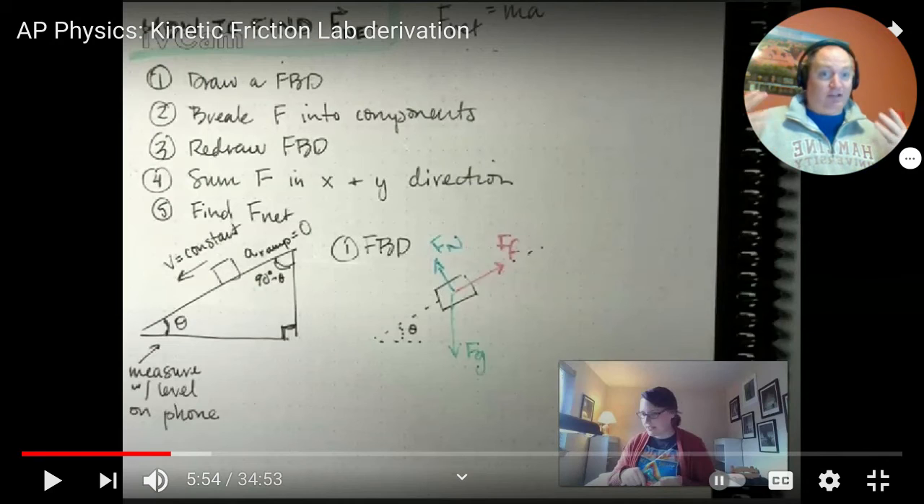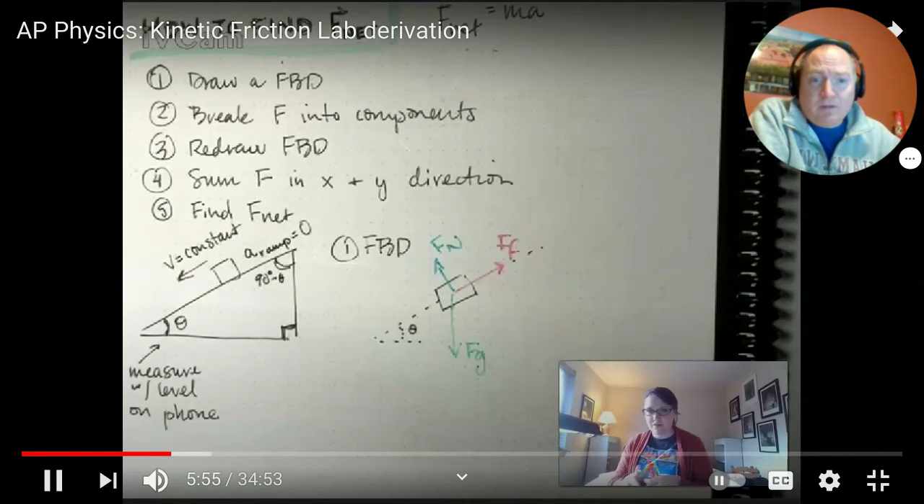I have frankly been assuming this entire video that her X is going to be like this and her Y is going to be like that. But it's possible she's going to do this, in which case the normal force and the friction both have to be broken up, but gravity is going to be easy. So I think I'm right, but let's see. Step as we solve this problem.